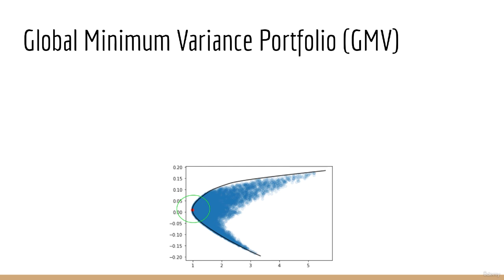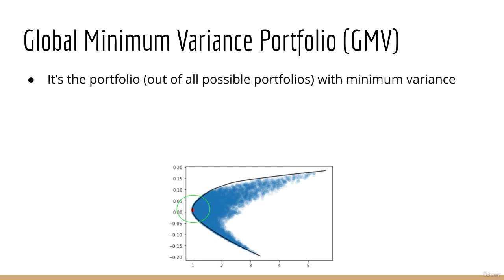In this lecture, we are going to discuss one noteworthy portfolio, which is the Global Minimum Variance portfolio, or the GMV for short. This is the portfolio which is at the very tip of the Markowitz bullet. It's the portfolio, out of all possible portfolios, that has the minimum variance.